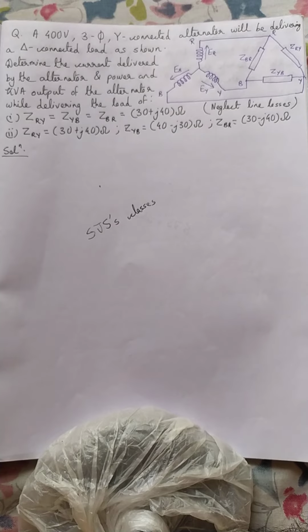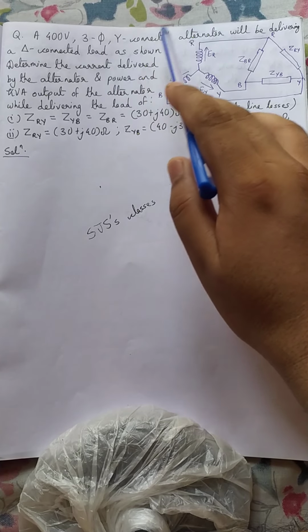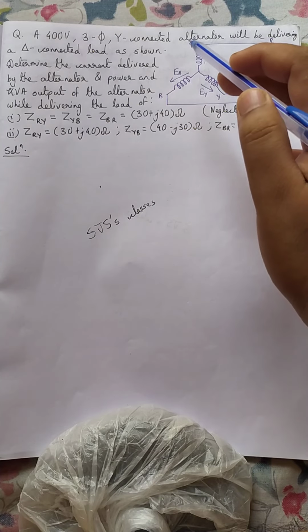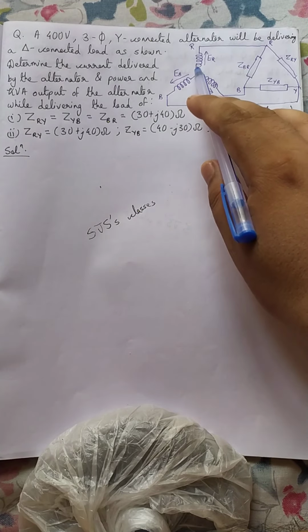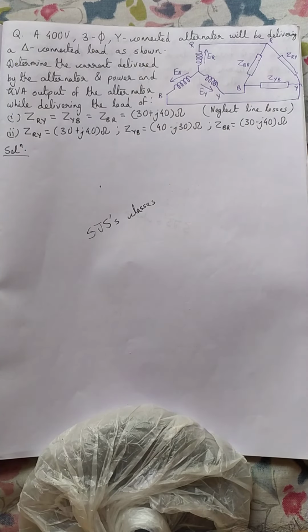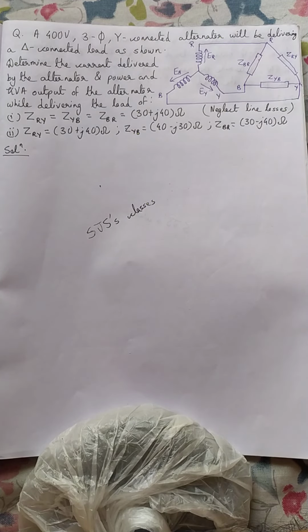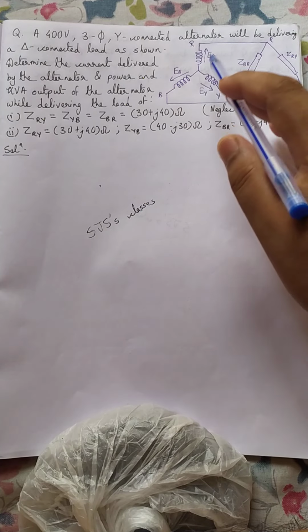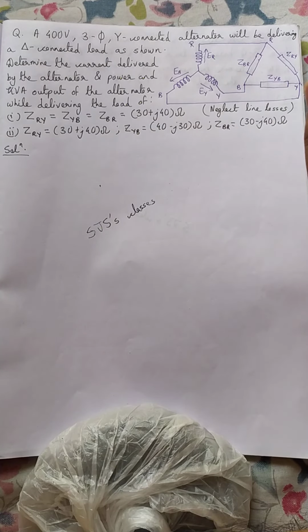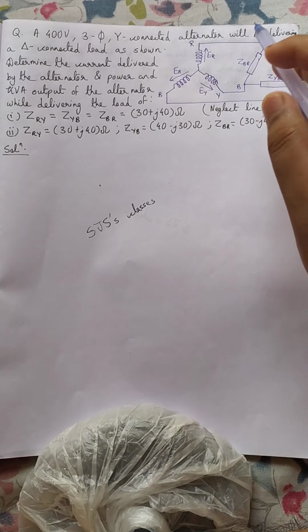So the problem is saying that I am having a 400 volt three-phase star connected alternator, and it is delivering the power to a delta connected load. The impedances of the load are ZRY between phase R and Y, ZYB between Y and B, ZBR between B and R. Now we need to find out the current delivered by the alternator to the load, the power output of this alternator, and the kVA output of this alternator.